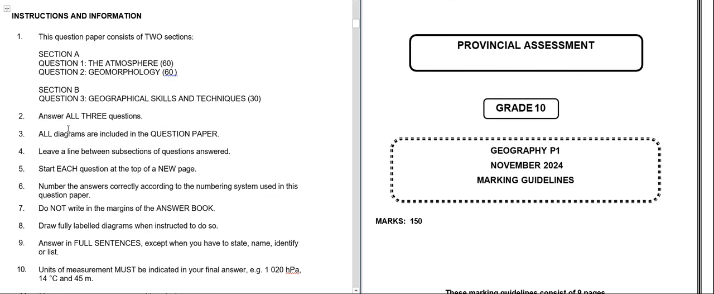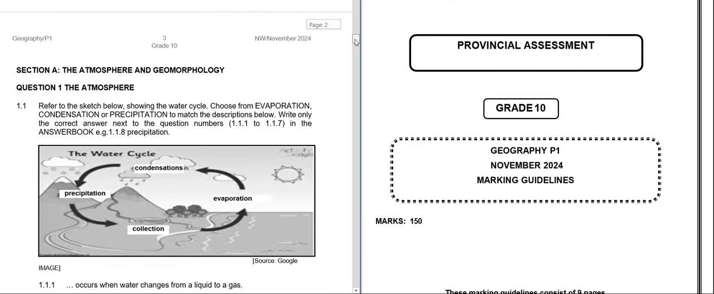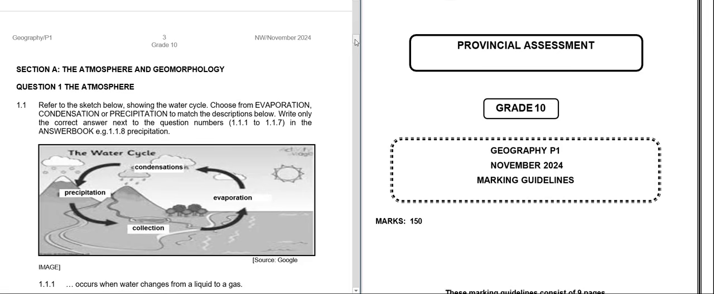So you have to answer all three questions according to information number 2. Very important: no optional questions. You answer all the questions that are in the question paper. So we go to the first question that we have in section A, which is the atmosphere and geomorphology. We have the atmosphere in particular according to our question 1. So this is the question that we have.